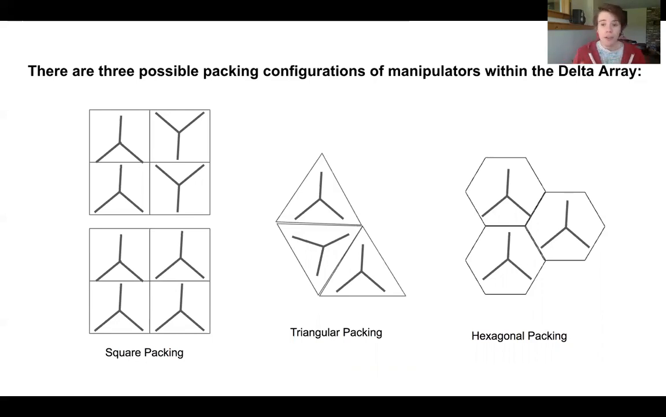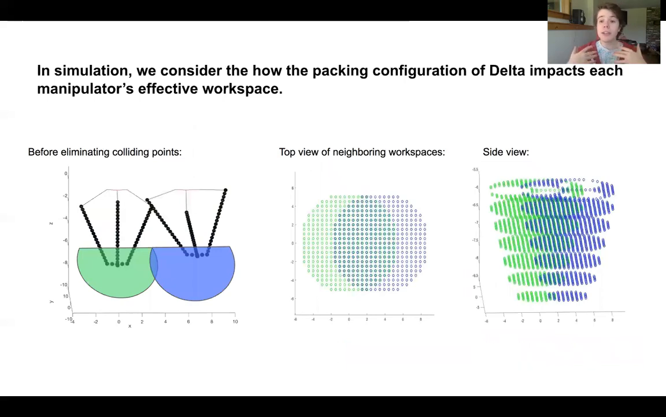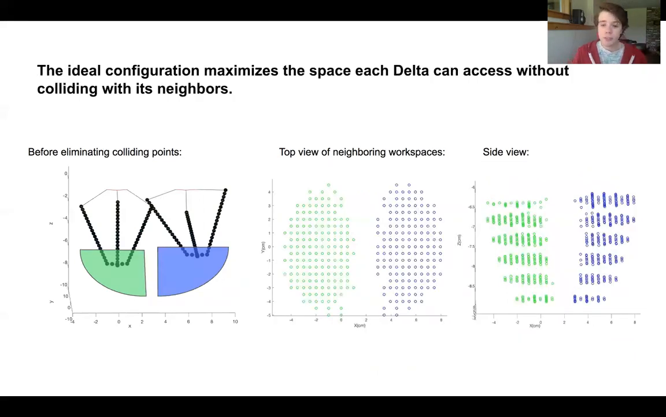We evaluated 3 different kinds of arrangement: square, triangular, and hexagonal packing, by simulating deltas in MATLAB. We identified the maximum possible workspace of each delta and simulated a pair of deltas in a given position and orientation going to each of their possible configurations within that workspace. We identified which of those configurations resulted in collisions, and then went back and removed configurations resulting in collisions from the workspace until we had completely separated the 2 workspaces and there would be no more collisions between deltas. This allowed us to estimate what the effective workspace of each delta would look like.